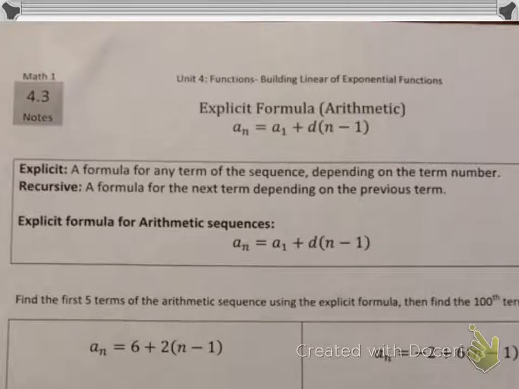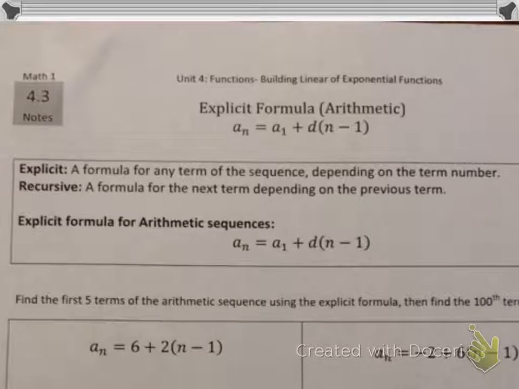The recursive formula, on the other hand, is a formula for the next term depending on the previous term. So say we're looking at an arithmetic sequence and we know the first term is 4, the second term is 6. Well, I can find the third term because I know that the common difference was 2. So I know that I could just find the next term by using the previous term. When we do that, that's called a recursive formula.